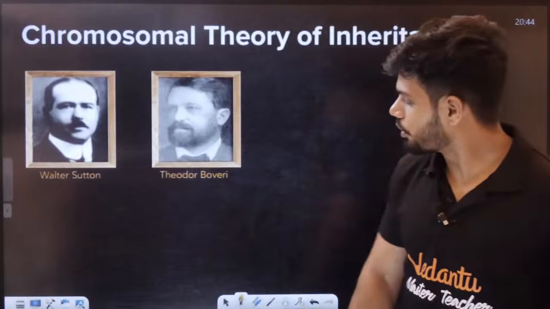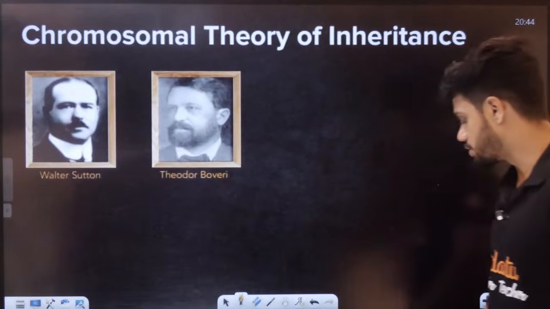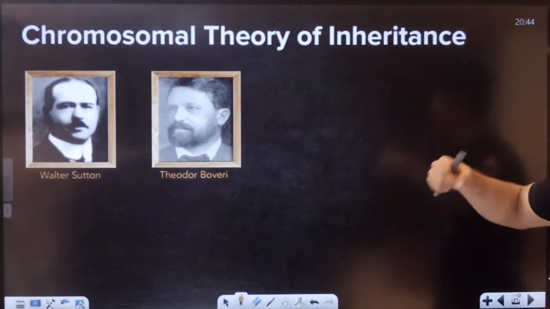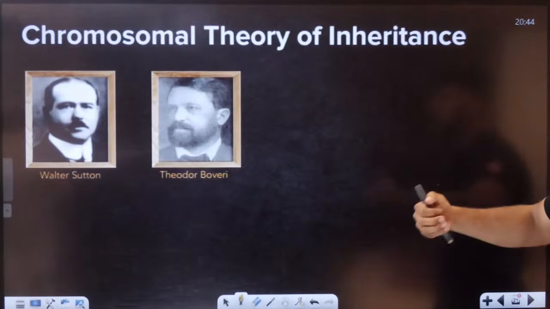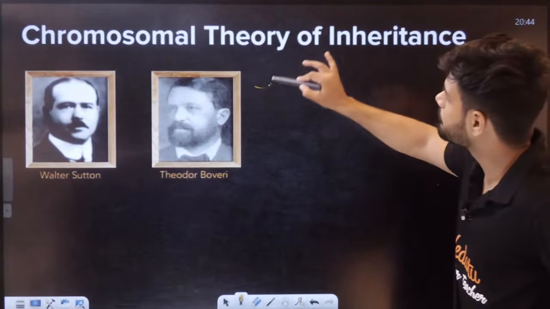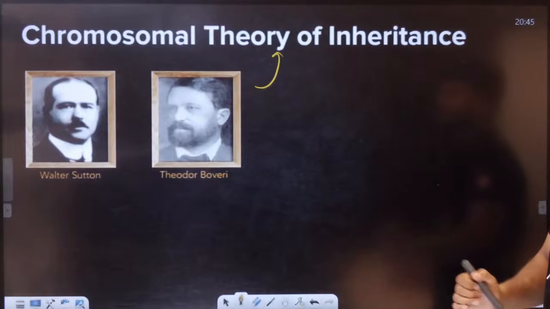Morgan, Sutton, and Theodore Boveri, students. These two scientists gave something called the chromosomal theory of inheritance, students.